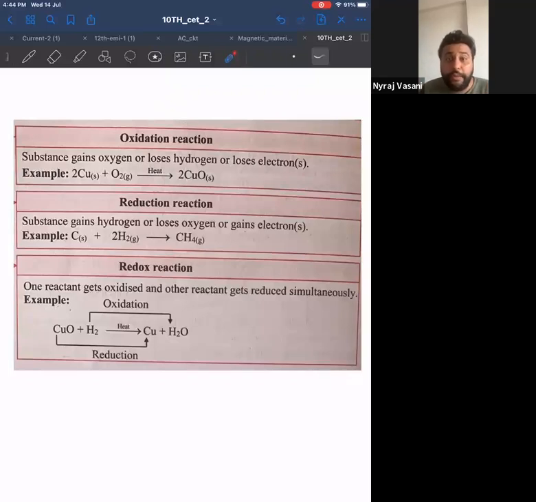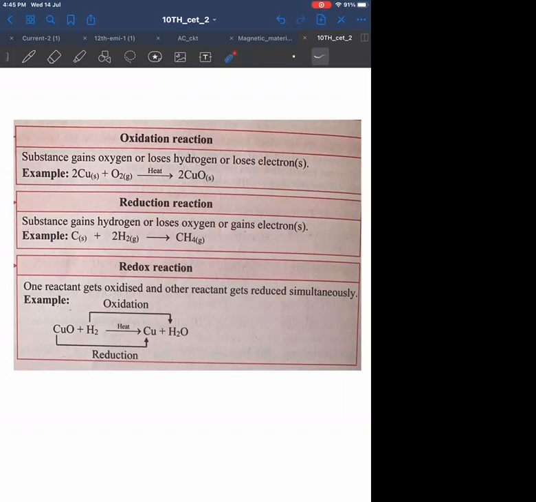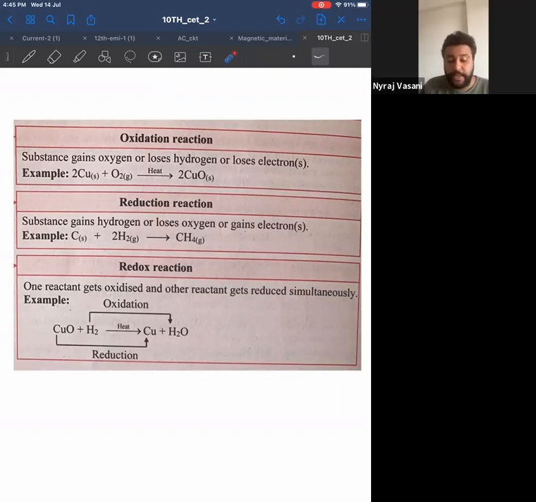Now, if you look at the definition of oxidation reaction, it means anything that gains oxygen or loses hydrogen. Any substance that gains oxygen is oxidation. And see the next one, reduction. Substances that lose oxygen is reduction. Loses oxygen means gains hydrogen. Under reduction, substances that gain hydrogen, or even better, substances that lose oxygen.